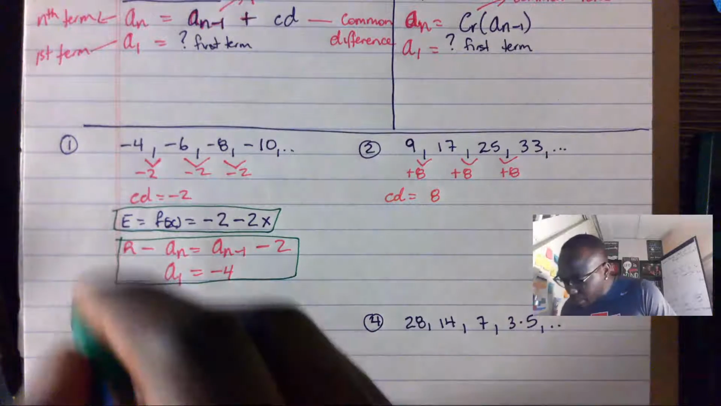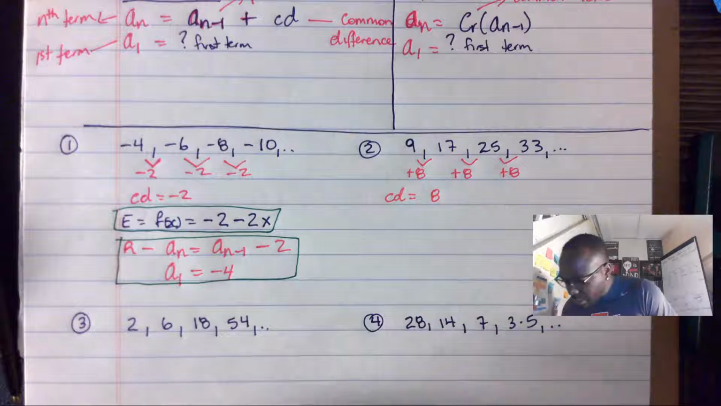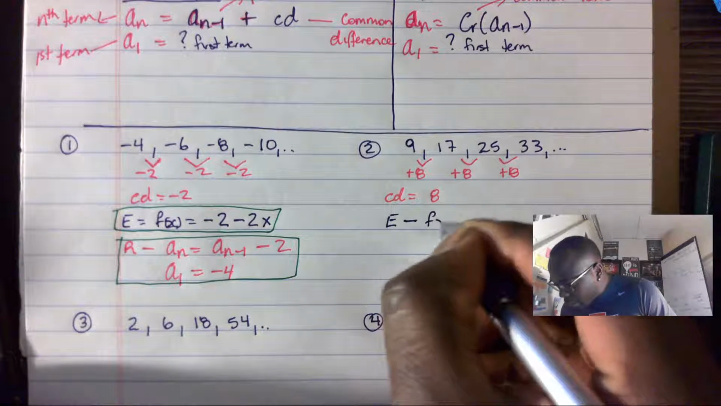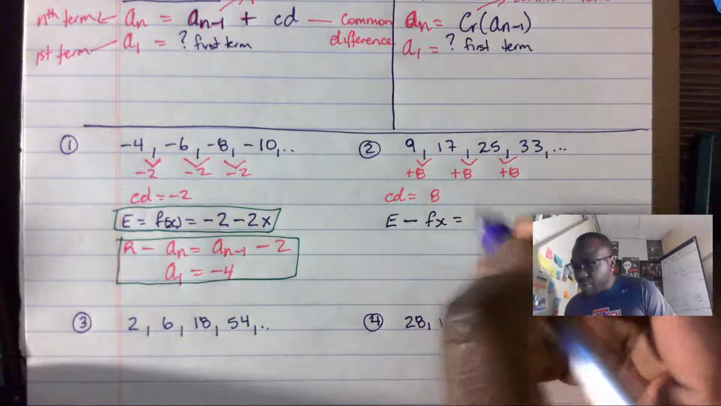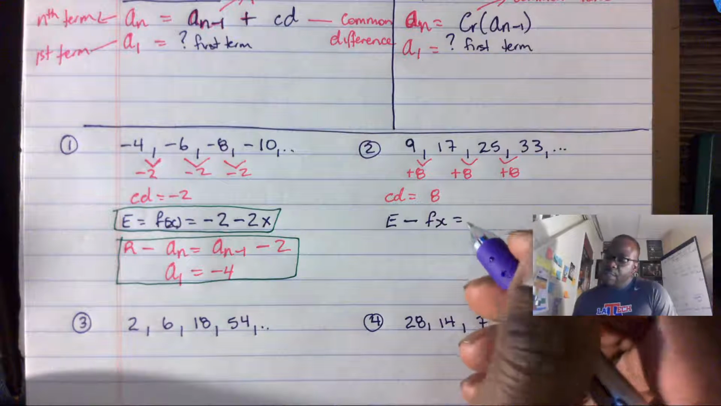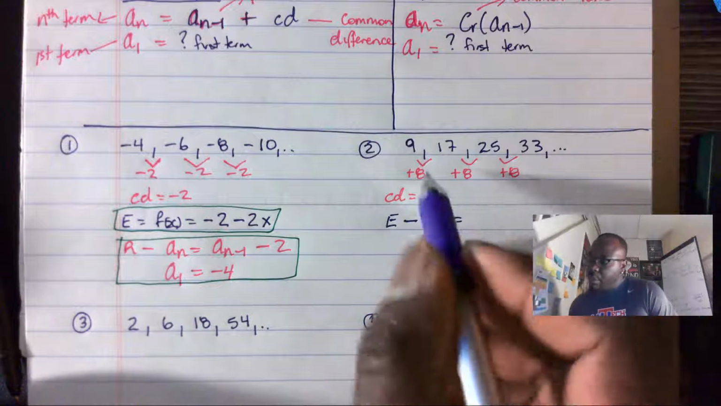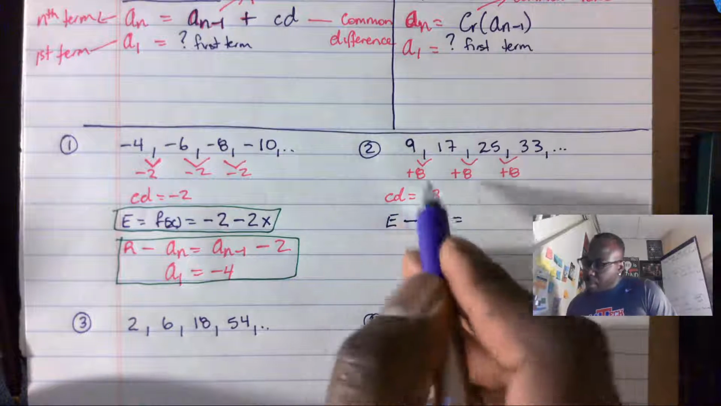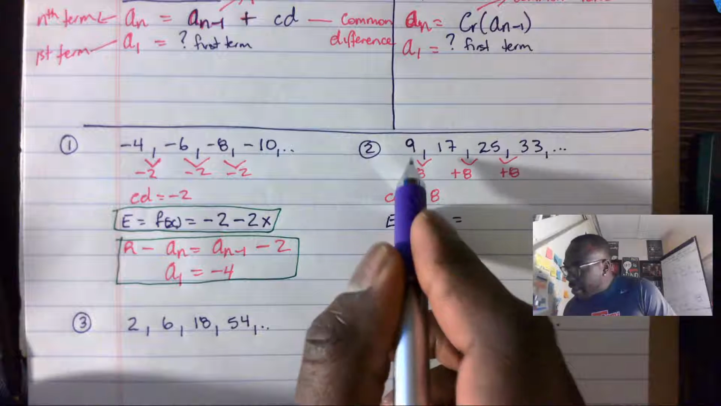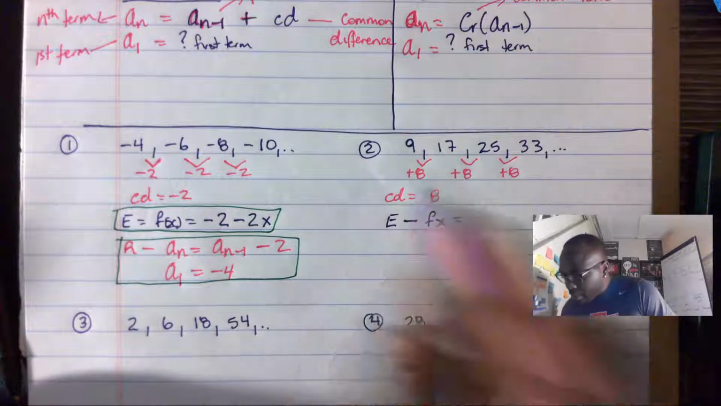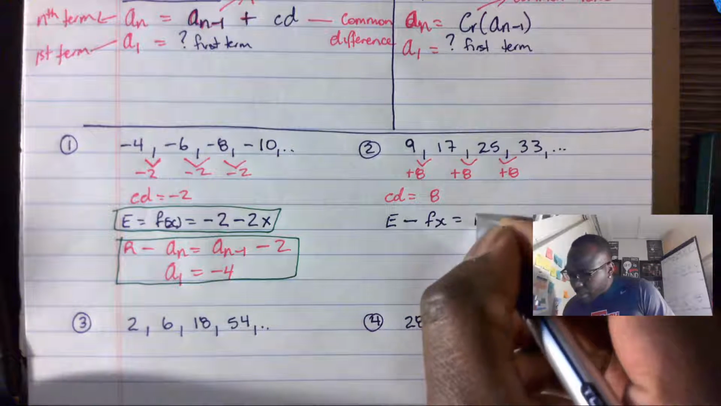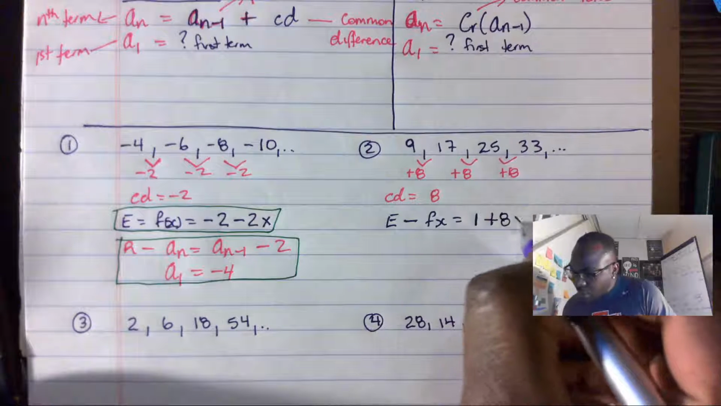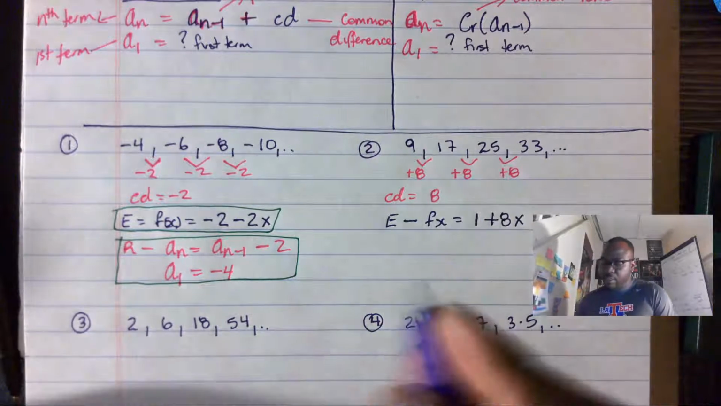With the explicit, I'm going to do it just like I did before. Explicit, f of x is equal to, what's my previous term here, my a of 0 term? I need to figure that out, right? So my a of 0, if they add 8 here, what if I subtract 8? It's going to be 1. So it's going to be 1 plus 8x. Now, what am I going to do?